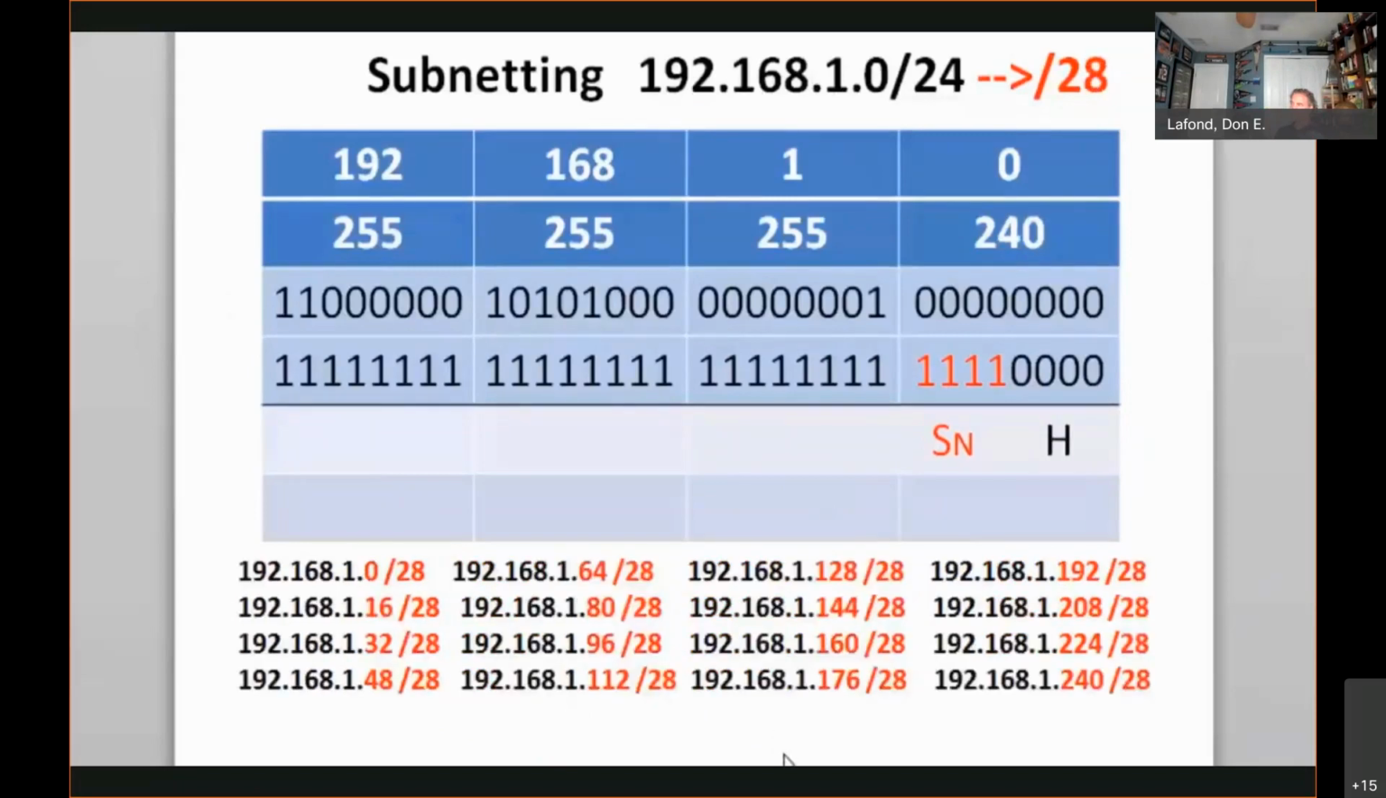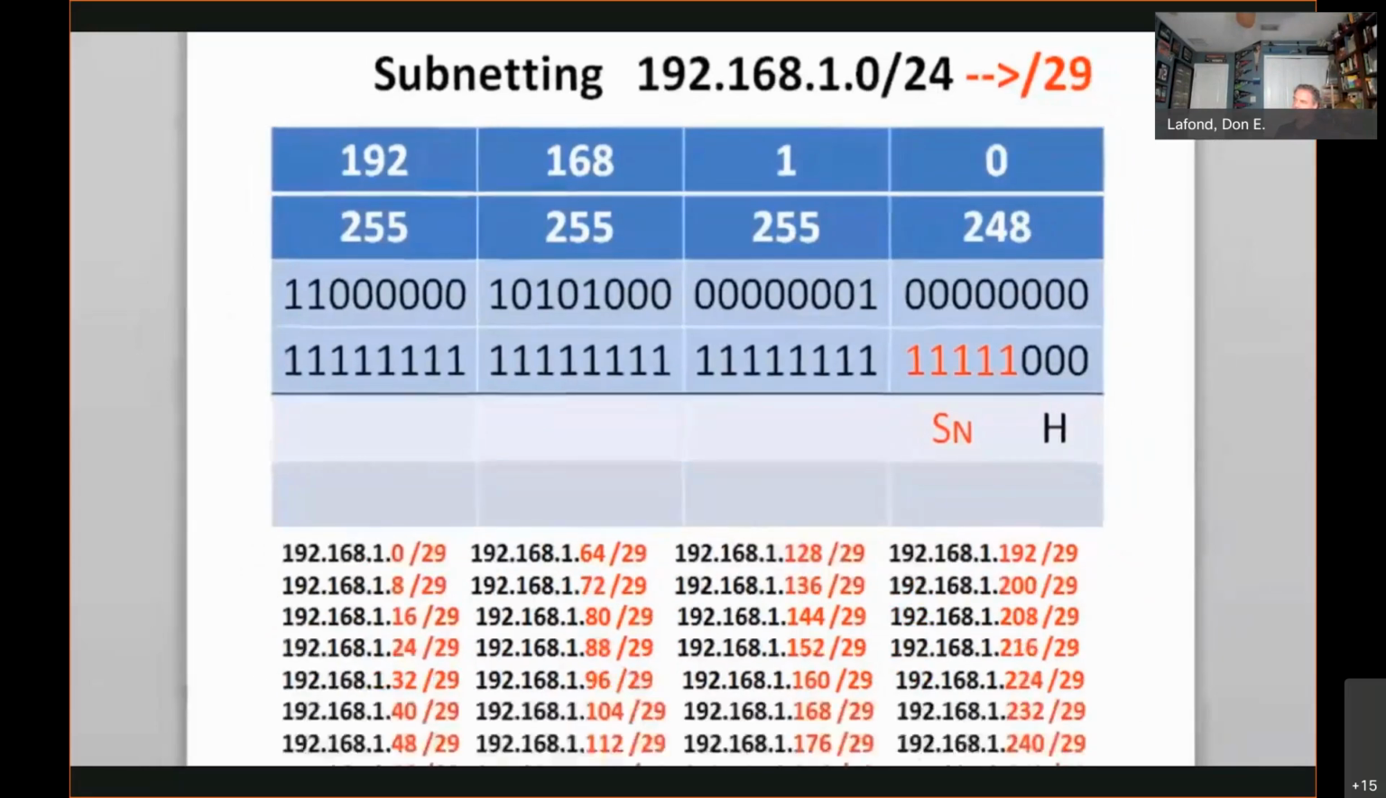We could go up to /28, and now I have 4 subnetwork bits. Notice that the subnet mask has changed from 255.255.255.0 when it was /24 to now 240. I now have 16 subnetworks, or 2 to the 4th power, and there's 2 to the 4th power of hosts per network. So there's 16, or 14 usable host addresses per subnet.